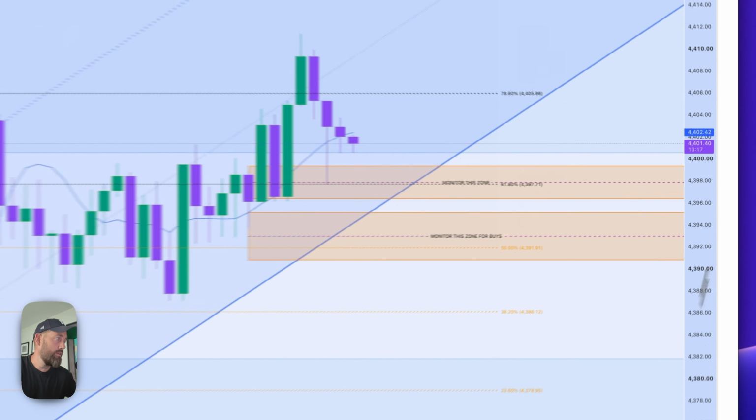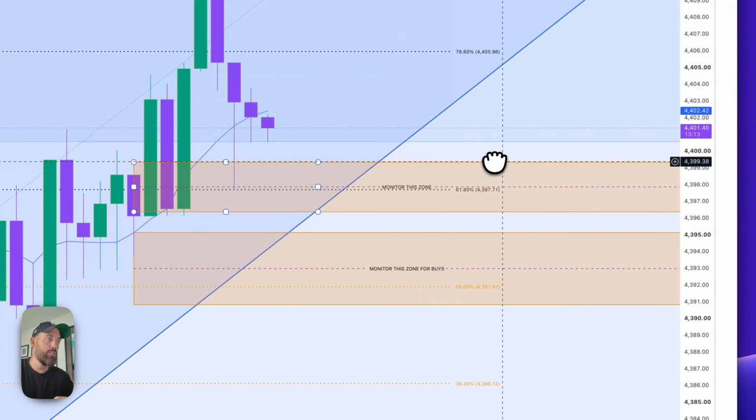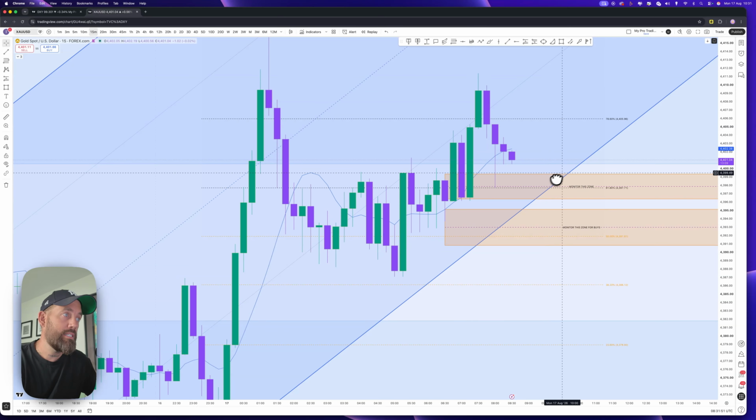The reason I feel like the entry I shared a little bit earlier was a little bit too soon is because we're coming down now, and I think we're going to potentially squeeze and try and find support on this zone here. There's a lot of liquidity here on 4,392.